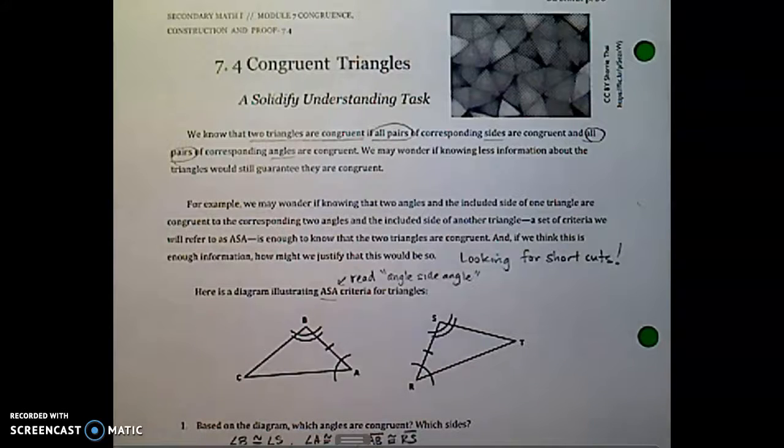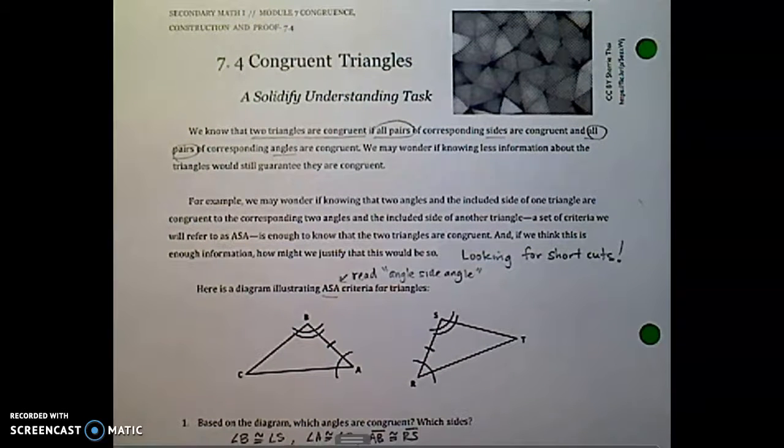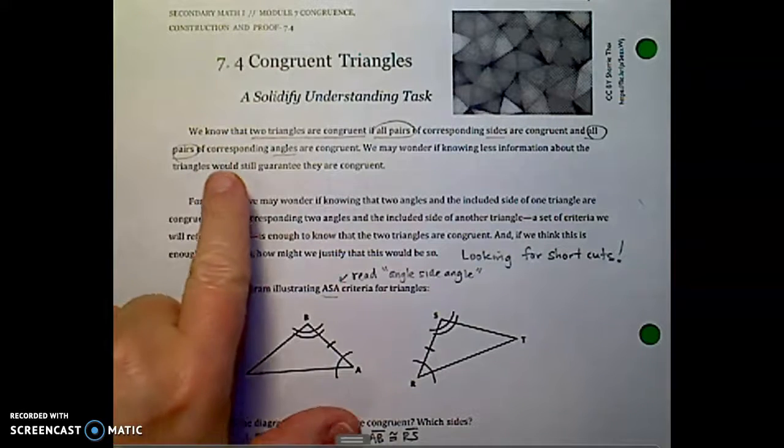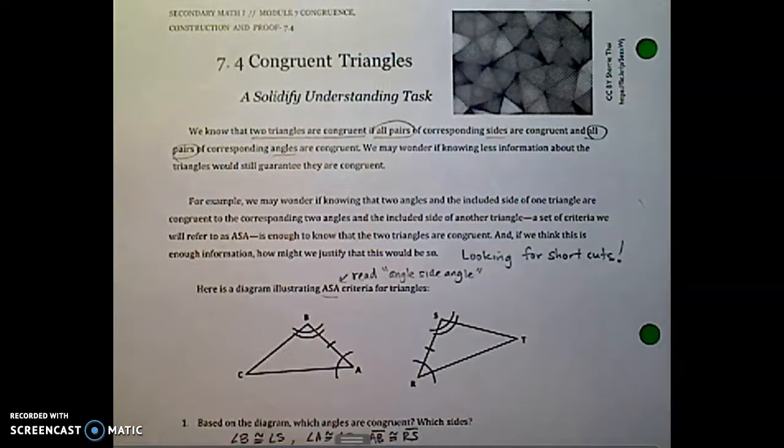Hi class, we're going to be reviewing section 7.4 or task 7.4 on congruent triangles. You should have already watched the other videos about congruent triangles, and you should have already tried this task on your own. So basically what we're trying to do here is to talk about how we know two triangles are congruent to each other.